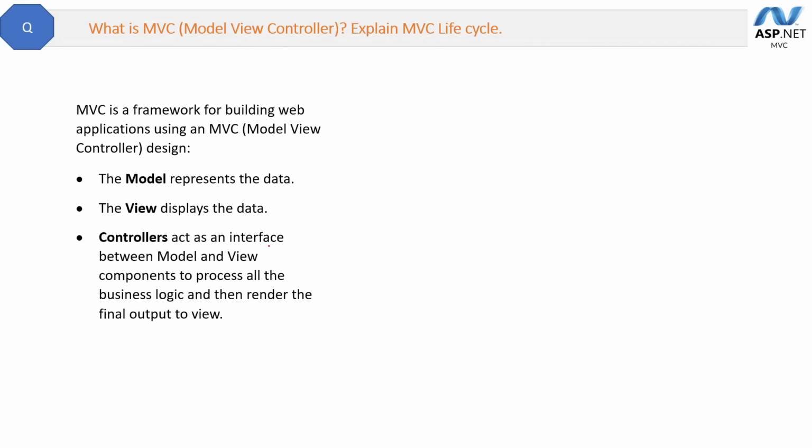Controller acts as an interface between model and view components to process all the business logic and then render the output to the view. Now let's see how it works. In other words, what's the life cycle?